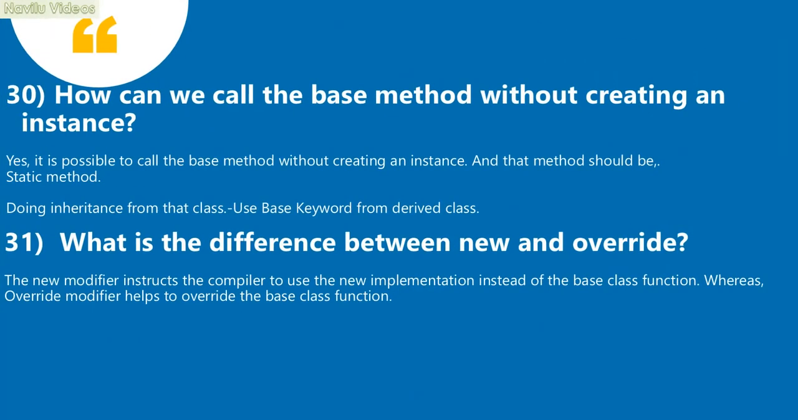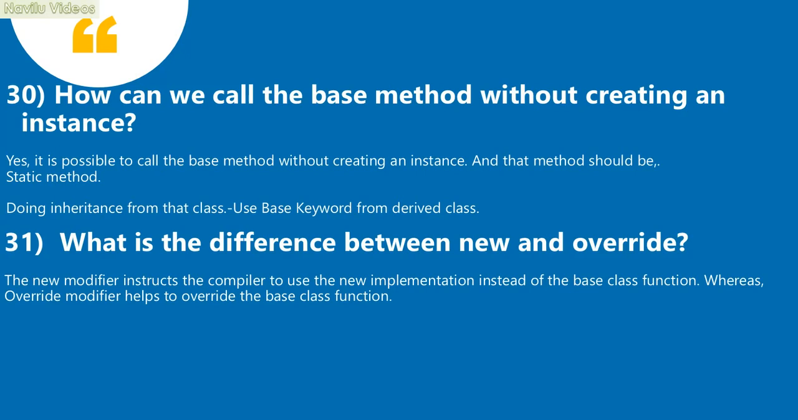30. How can we call the base method without creating an instance? Yes, it is possible to call the base method without creating an instance. And that method should be a static method. Doing inheritance from that class, use the base keyword from the derived class.